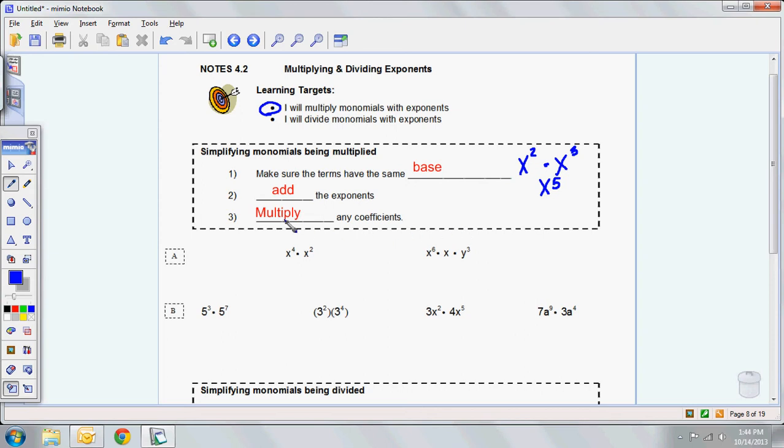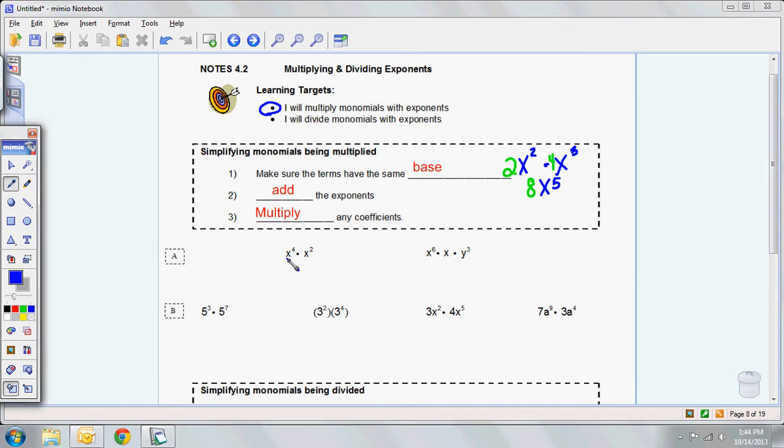Then the third step is if you have any coefficients. So if I went back here and I had a big coefficient out here of a 2 and a 4, those are numbers outside the bases, then I could multiply those coefficients and get 8. Okay? So these are your steps we're going to follow. These are the examples you're going to have to go through with your group. So make sure you take some good notes here.